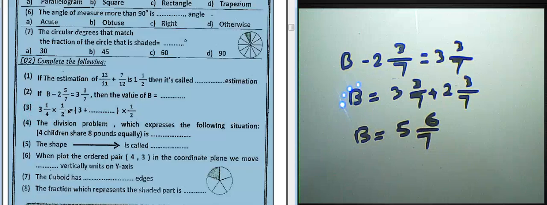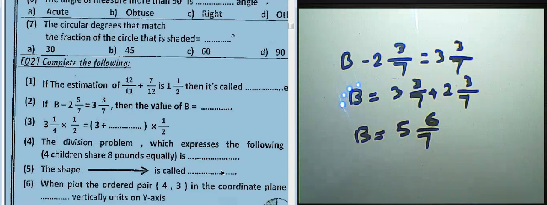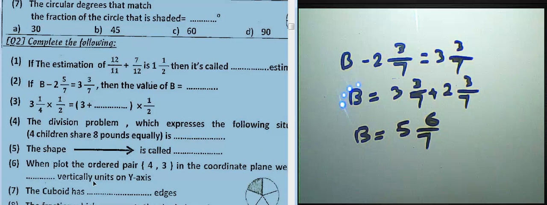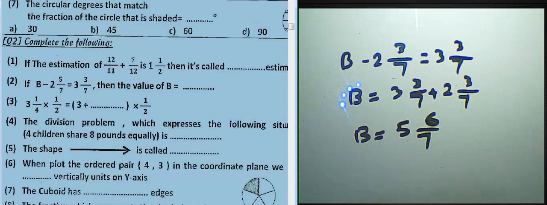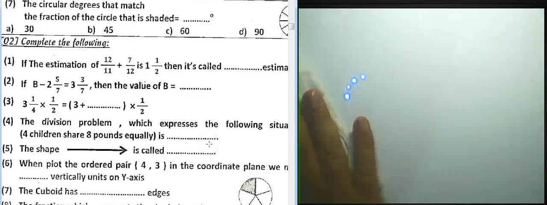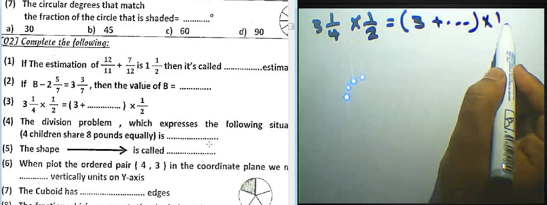3 and 1 over 4 multiplied by half equals 3 plus space times half. In this example, we can use the distributive property. Okay, look with me here. 3 and 1 over 4 multiplication by half equals 3 plus space multiplication by half.